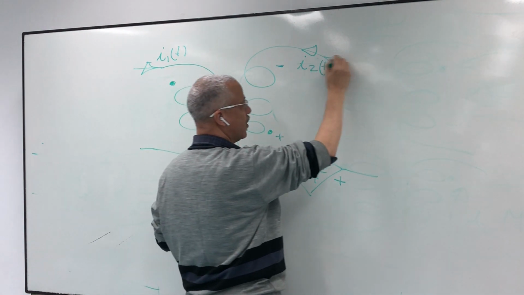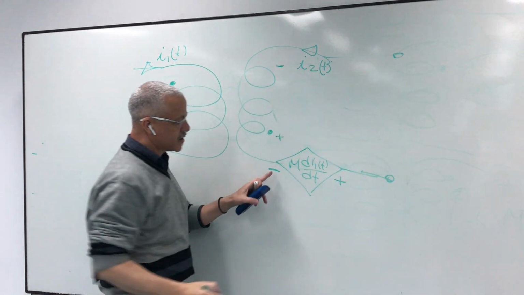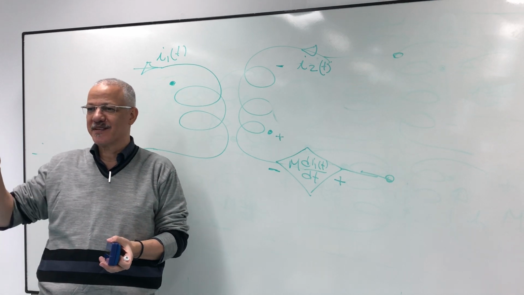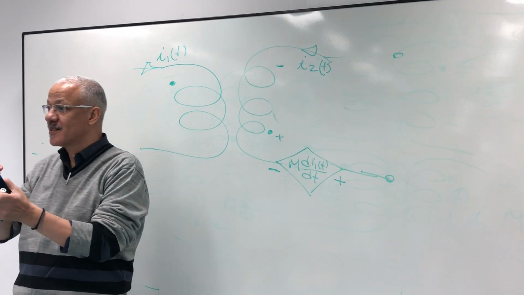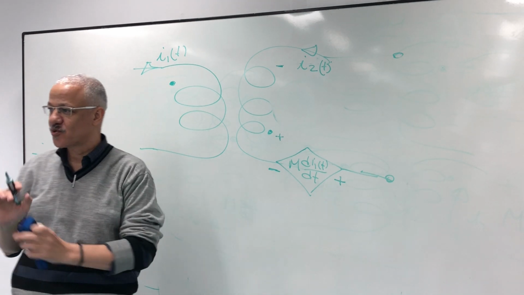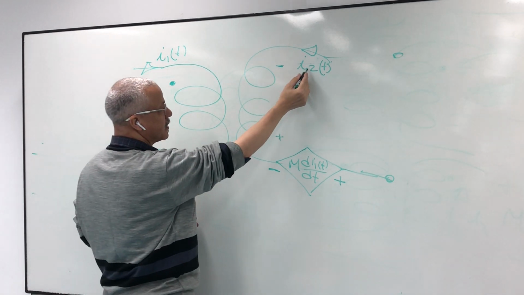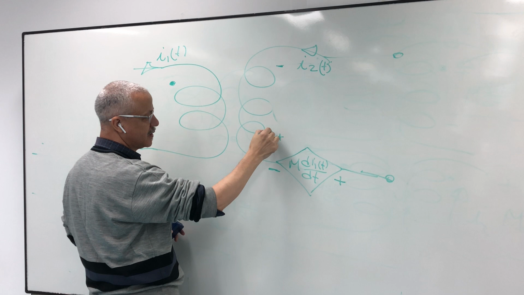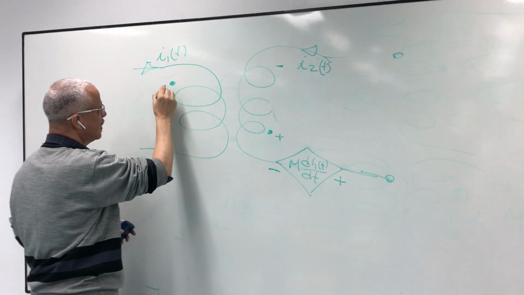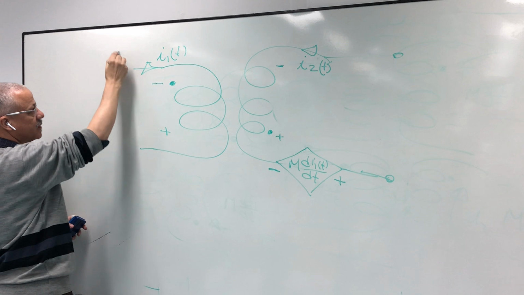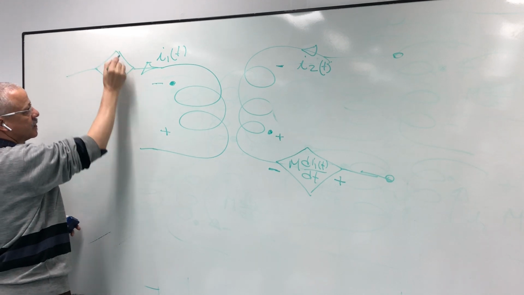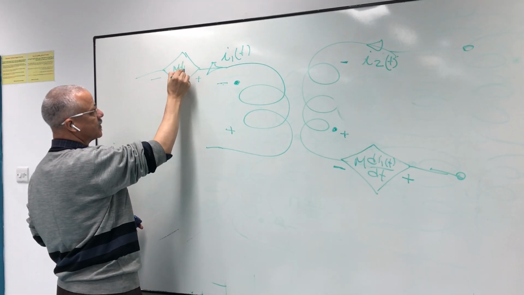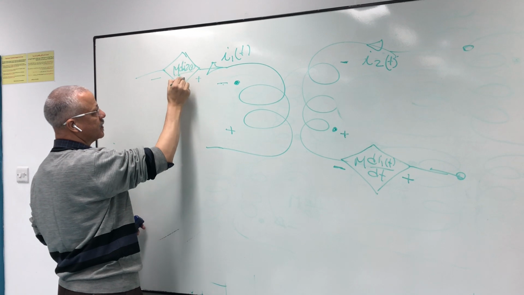So when I ask you what is the voltage here, it is easily minus M dI1 by dt. So instead of writing M with polarities, we can replace it by a current source or voltage source. So here, does the current leave or enter? Leave. Positive or negative? Negative, this is positive. Negative. Positive, negative, M dI2 by dt.